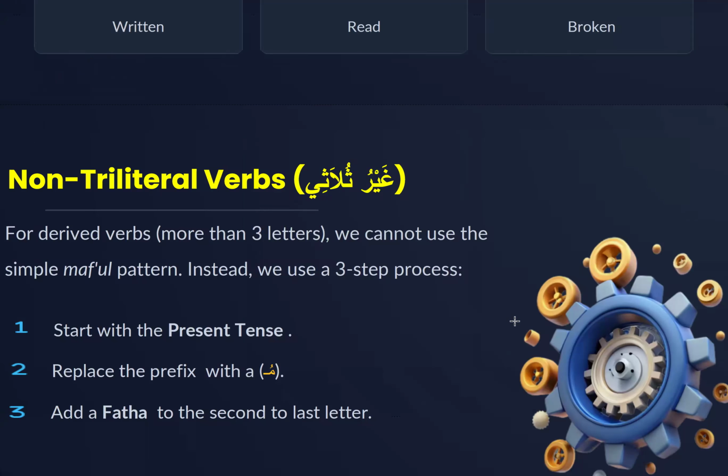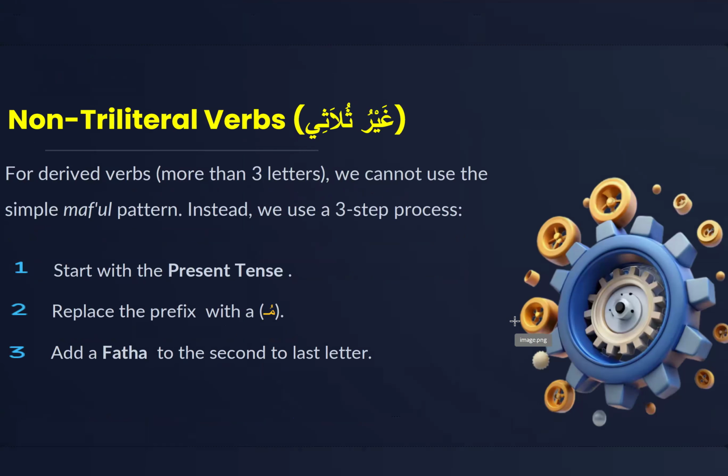Then ghayru thulathi, that which is non-trilateral verbs. For derived verbs of more than 3 letters, we cannot use the simple maf'ul pattern. So if the verb is more than 3, then we cannot use the maf'ul pattern. We have to use something else. Instead, we use a 3-step process.